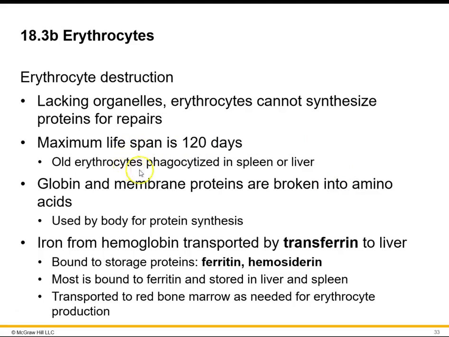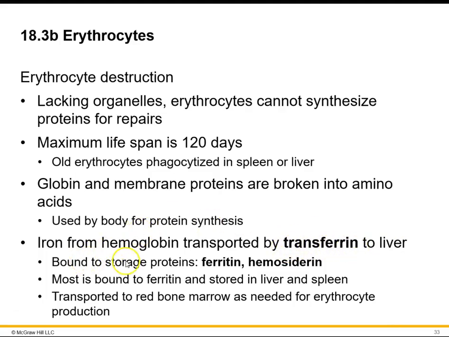What happens is old red blood cells traveling through the spleen or through the liver get phagocytosed by macrophages, okay? And those macrophages break down the globin and membrane proteins into amino acids. Your body's going to use those amino acids to make more proteins eventually. And then the iron from the hemoglobin is going to be transported to the liver. It's transported to the liver by a carrier molecule called transferrin.